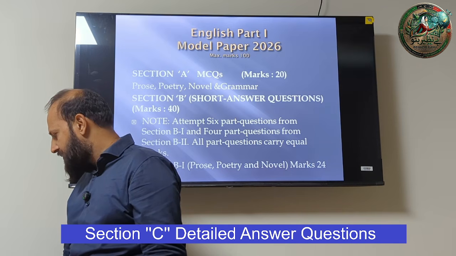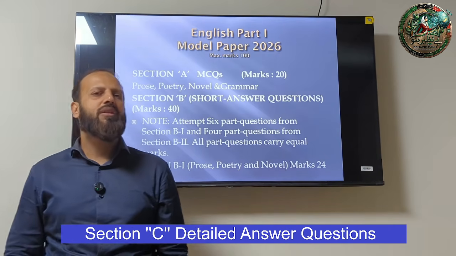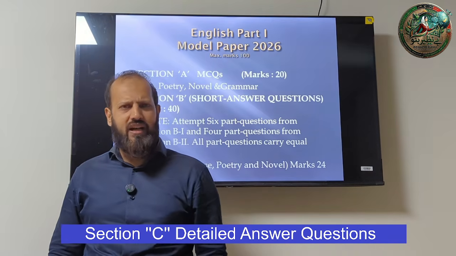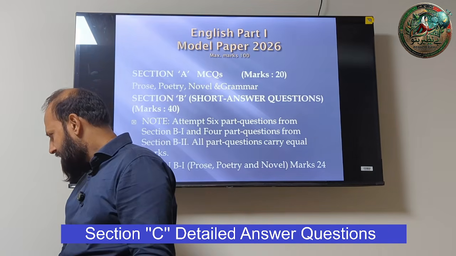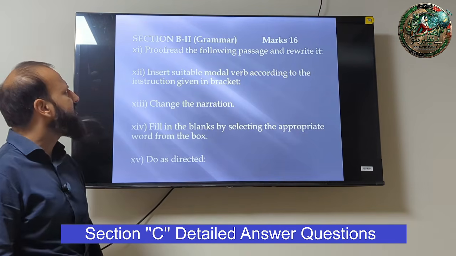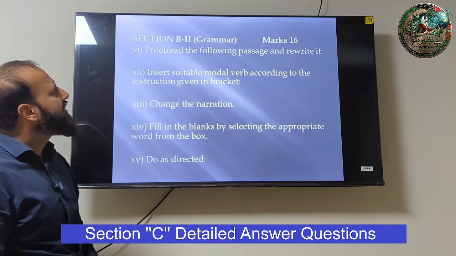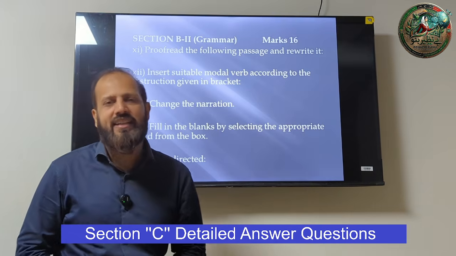And then next we have B1 here. In B1 we have short question answers. You have to write a minimum 3 to 4 line answer. Next B2, this is purely grammar. As you can see on the screen, I will read the first question for you. Proofread the following passage and rewrite it.